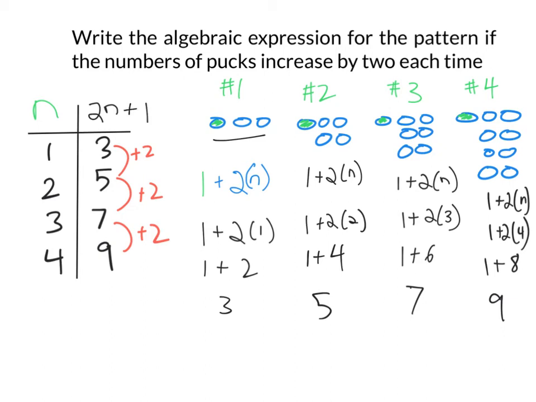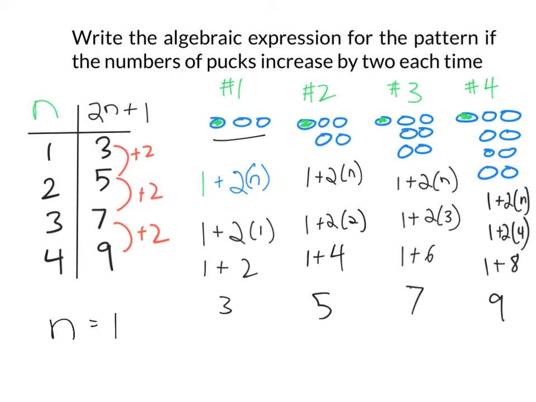Can we try that for all of them? Let's try. 2 times 2, 2 times n, which is 2, plus 1 should equal 5. Let's try this. 3 times 2 is 6, plus 1 is 7. We now have another algebraic expression to express the hockey pucks being added 2 each time when we start with 3.